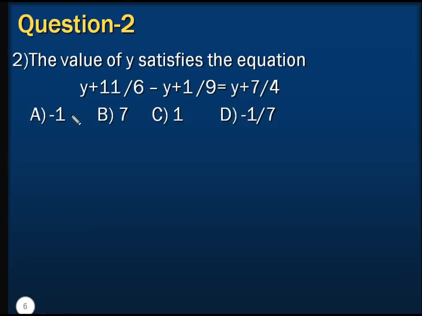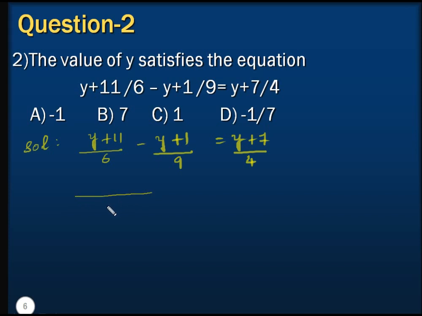Let us solve the second question. Here it is given the value of y satisfies the equation. So one method to solve this is by taking LCM and simplifying, and one more method is by using the trial and error method. So first we'll simplify the left hand side. By taking LCM, the LCM is going to be 18, right? The LCM of 6 and 9 is 18. So this has to be multiplied with 3. So 3 into (y + 11).